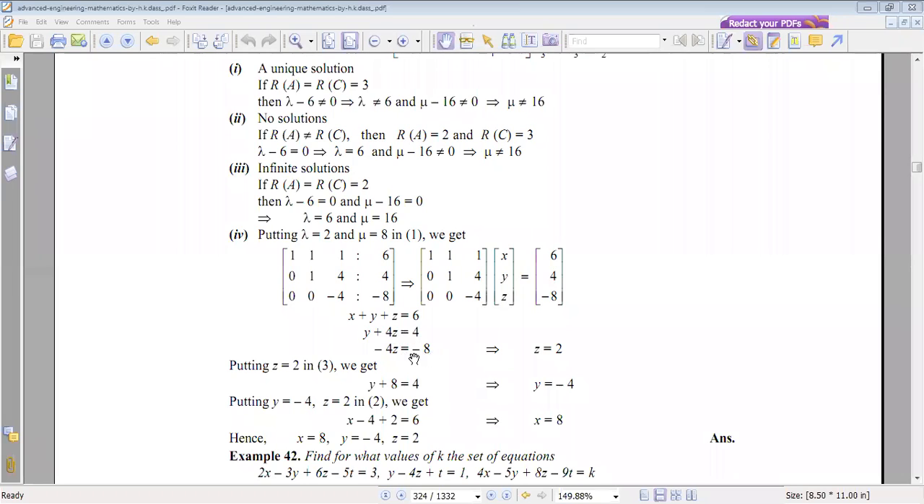So from here, dividing both sides by minus 4, you get z is equal to 2. Putting z equal to 2 in equation number 3, y plus 8 equal to 4, then y equals 4 minus 8, which is minus 4. After that, put the values of y and z in equation number 1, and you will get x equal to 8. Clear?